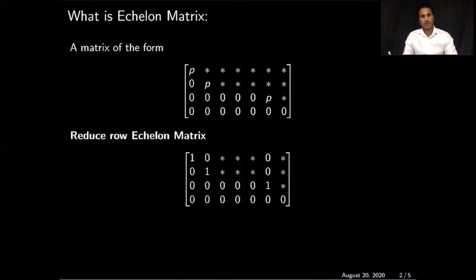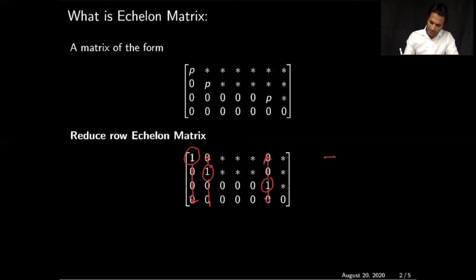Our next definition is what a reduced row echelon matrix is. A reduced row echelon matrix is one where each pivot is 1 and all the entries below the pivot and above the pivot are 0. As you can see in this matrix, there are 3 pivots. All the entries below and above these pivots are 0, and all the pivots are 1.